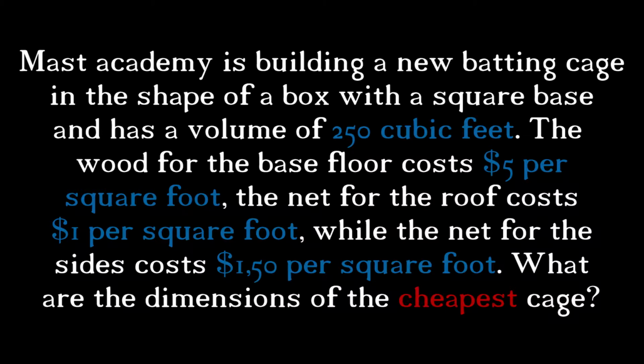Mast Academy is building a new batting cage in the shape of a box with a square base and has a volume of 250 cubic feet. The wood for the base costs $5 per square foot. The net for the roof costs $1 per square foot, while the net for the sides costs $1.50 per square foot. What are the dimensions of the cheapest batting cage?